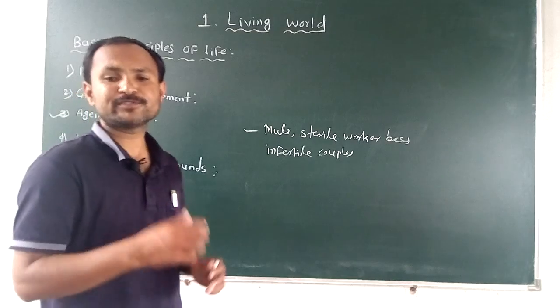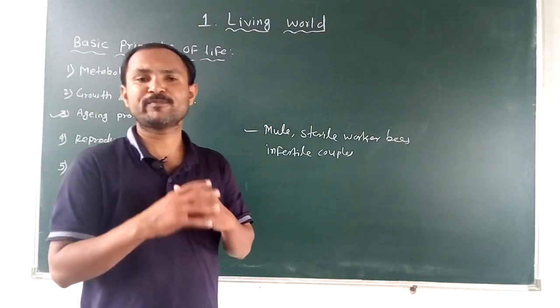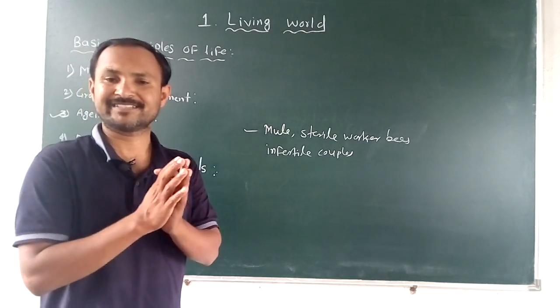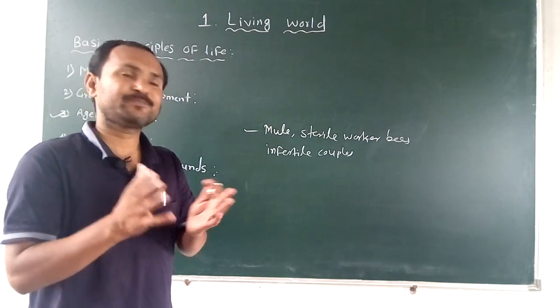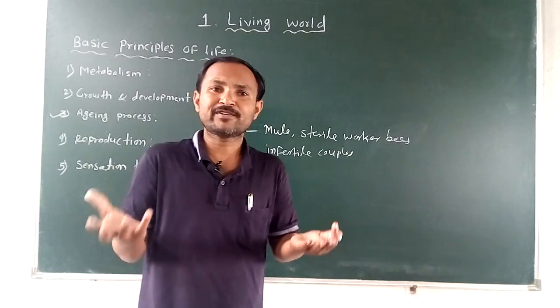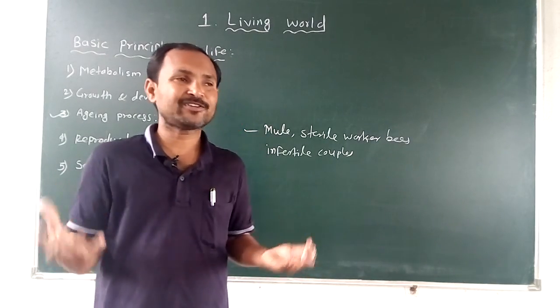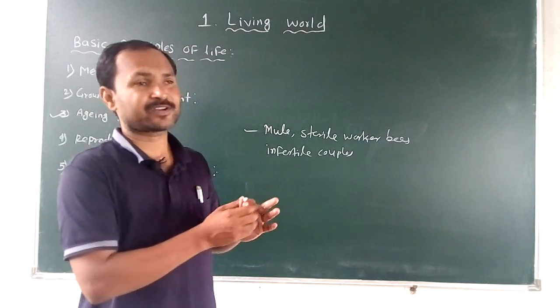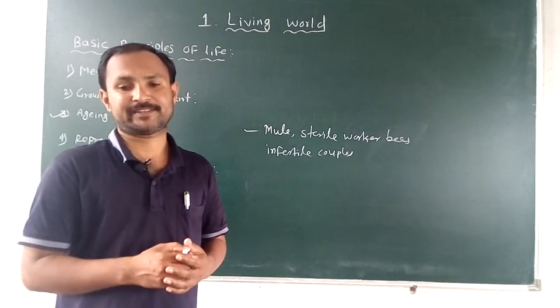As the body loses its capacity to perform metabolism, that body undergoes death. That organism dies. If there is no metabolism, then we cannot get energy. If we cannot get energy, then there is no activity. So at that time, that organism undergoes death.